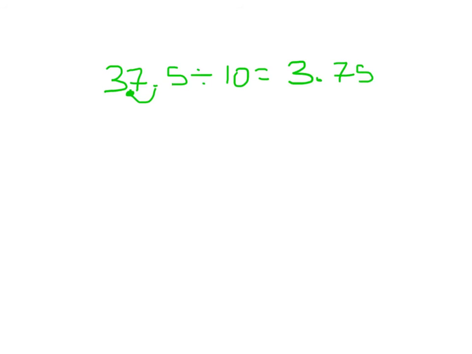Let's take a look at example 1 here. 37.5 divided by 10. Move the decimal one place here. So I get 3.75. I moved it one place to the left because I'm dividing, so I want my number to get smaller. So I had 37.5 and now I have 3.75. Same 3 digits, but the decimal is in a different place and this number is smaller, which is what we want.